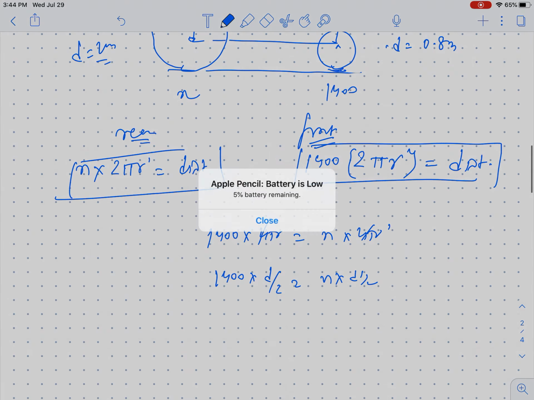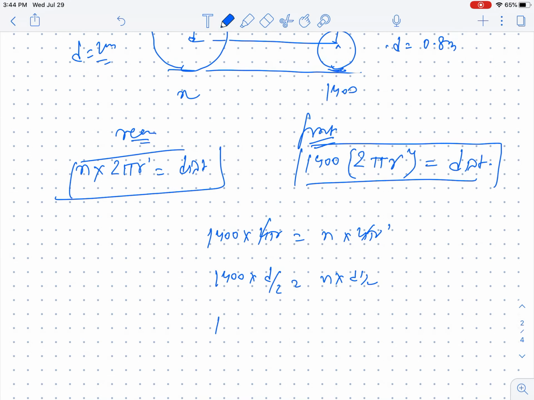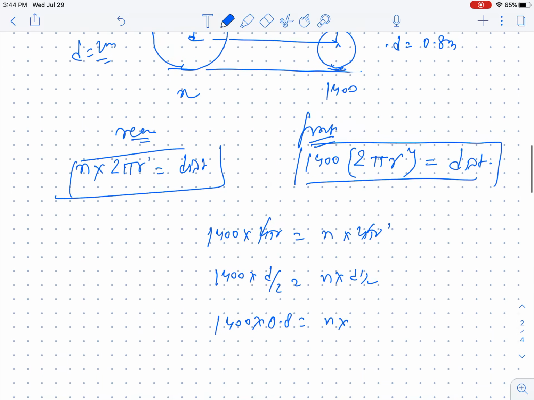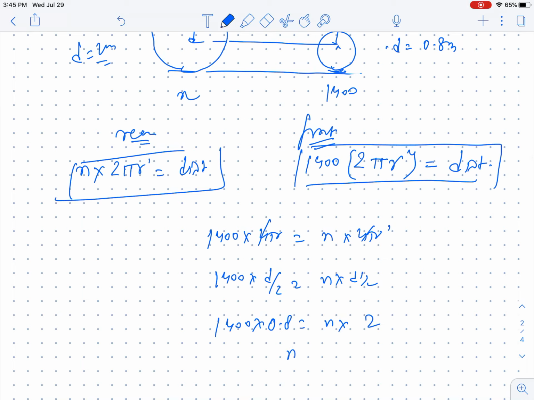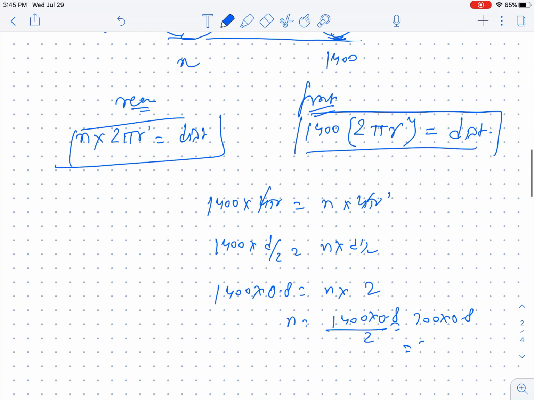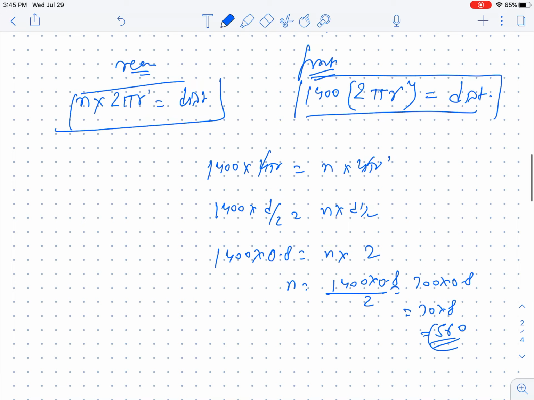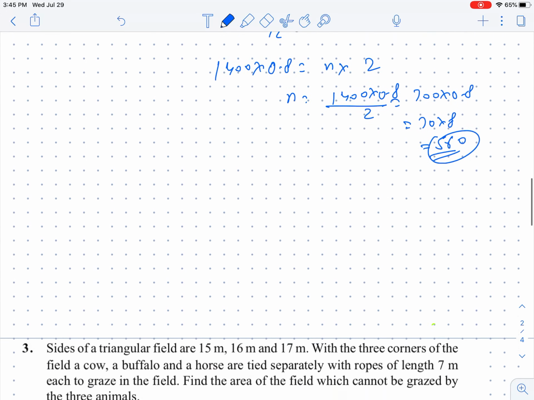Radius is half of the diameter. Diameter of front is 0.8, diameter of back is 2 meter. Then n is equal to 1400 into 0.8 divided by 2, that is 700 into 0.8, and 70 into 8, or 560. Definitely the number of turns will be lesser for the bigger wheel.